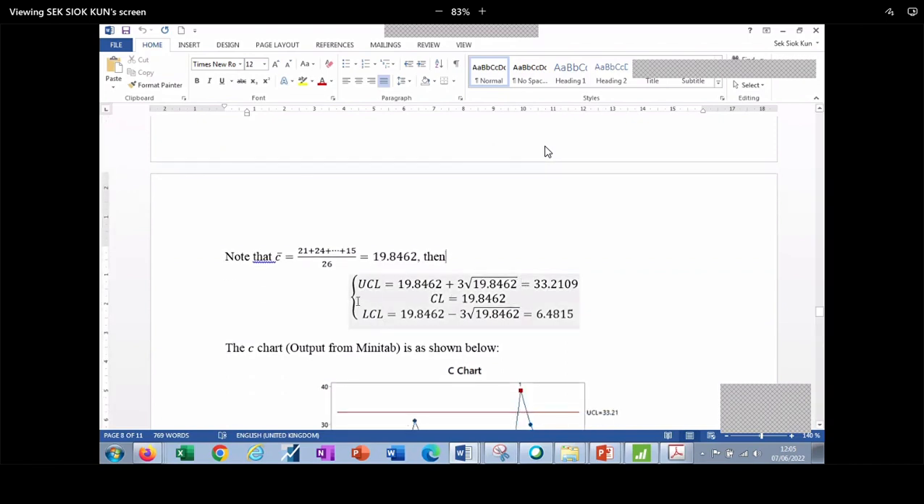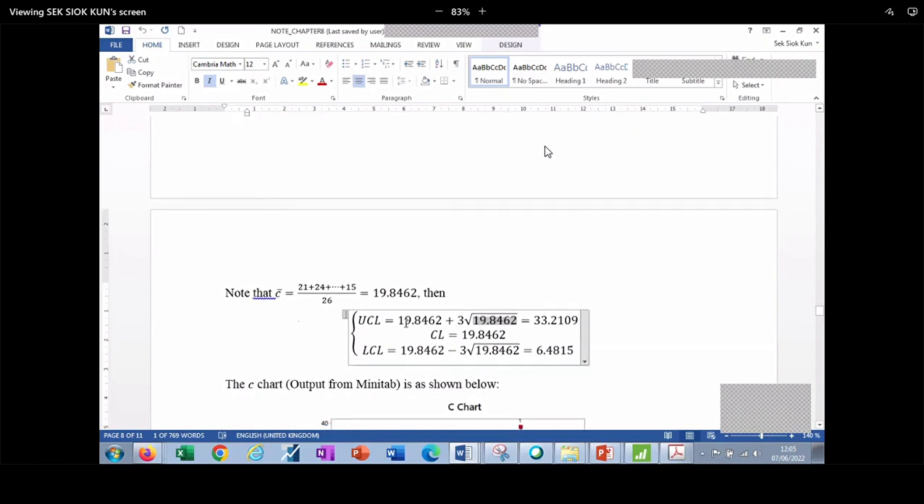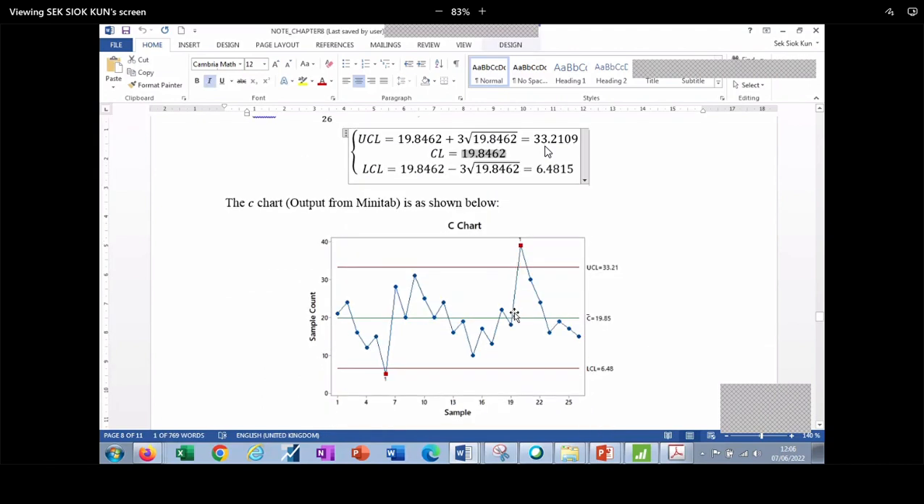Okay, so the control limit is given. Variance equal to mean, equal to the value C bar here, which is 19 point something. So you can see here, this is the variance. Okay, and then we take the square root of it to become sigma. Same value. Okay, so these are the upper and lower control limit. For central line, it represents the mean mu naught.